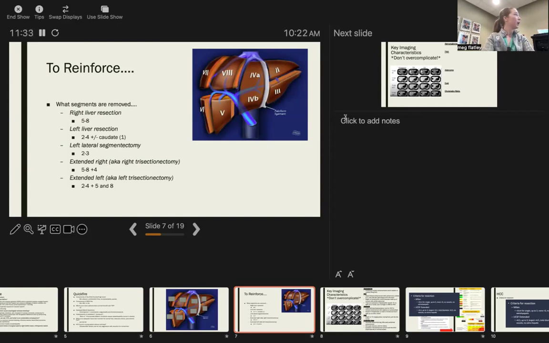Speaking of some of the things that are kind of hard, sometimes they'll ask you straight up what segments are removed with each of these resections. If you know your anatomy, this makes a little bit more sense. Again, extended right? So it's going to be 5 through 8, and then it's also going to be segments 4A and 4B. This is something else to review right before the exam too.